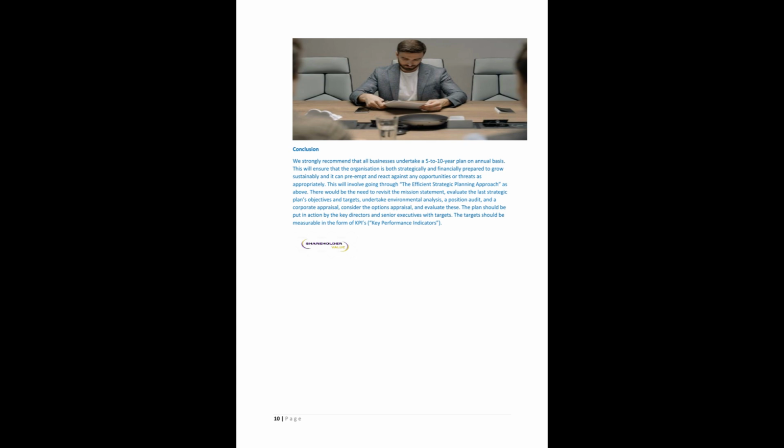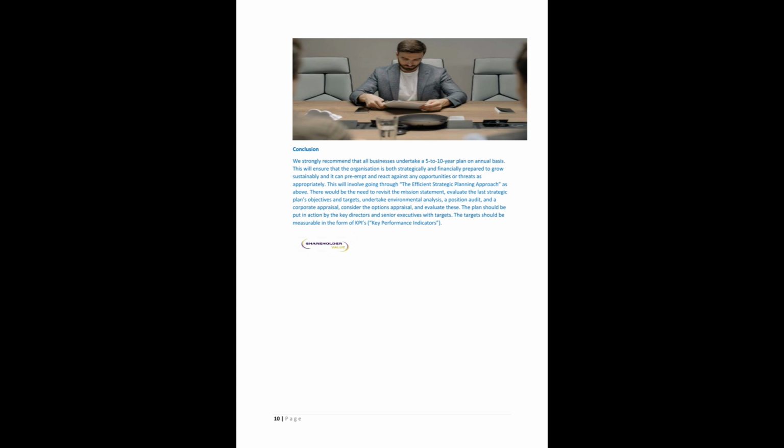It's important for businesses to develop a comprehensive plan that spans 5 to 10 years and to update this plan annually. This ongoing process helps ensure the organization is prepared both strategically and financially to grow in a sustainable way and to respond effectively to any opportunities or challenges that may arise.